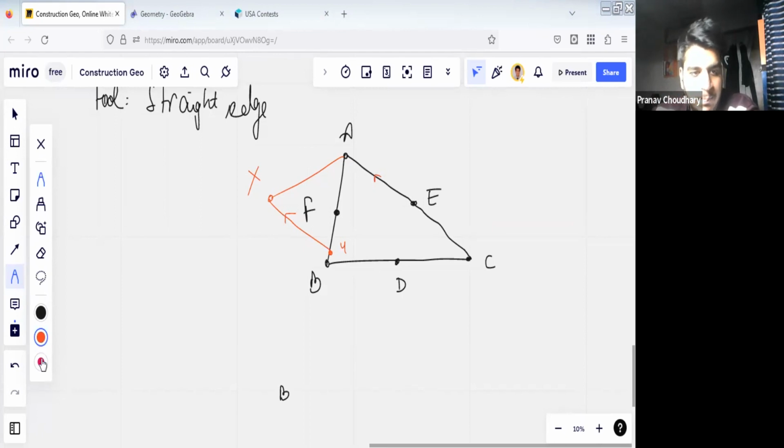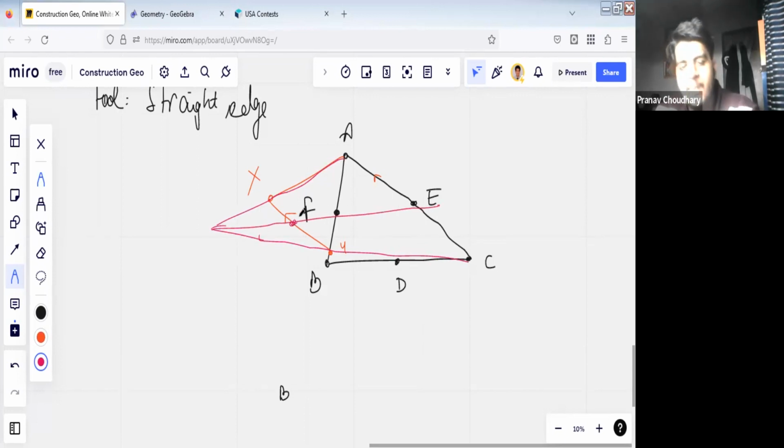Okay, to construct the midpoint of XY, just see this. AX and these things are parallel, right? And we know the midpoint of AC. So just take this point and this would pass through the midpoint. So you can construct the midpoint of XY. Is this clear?